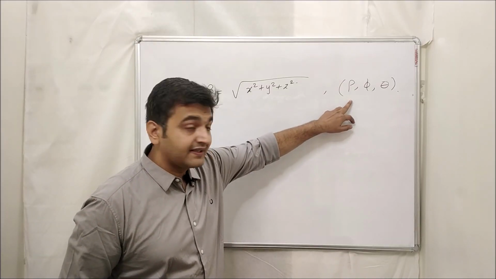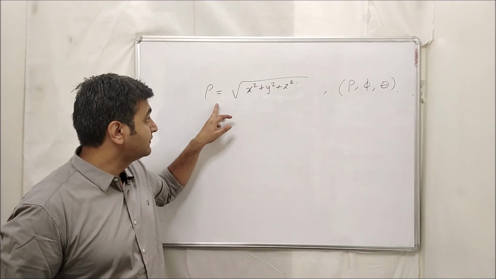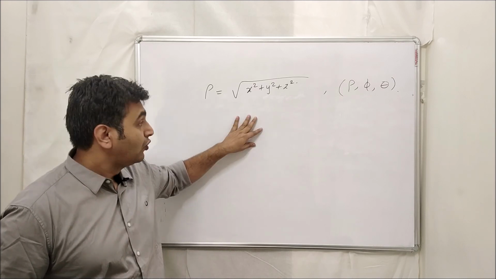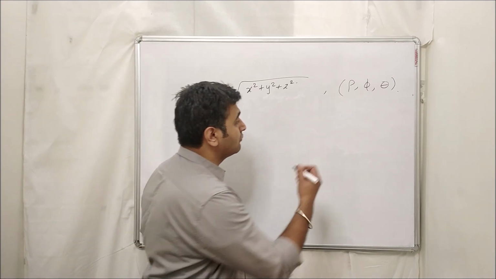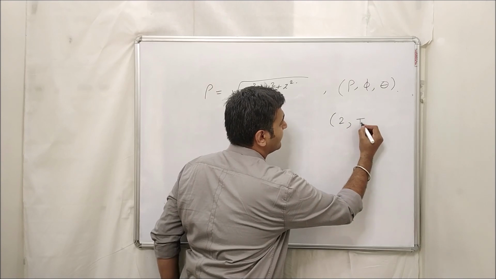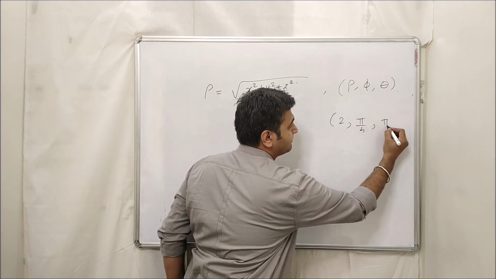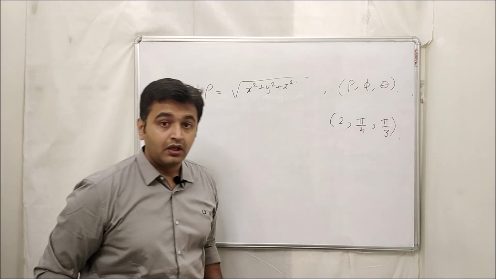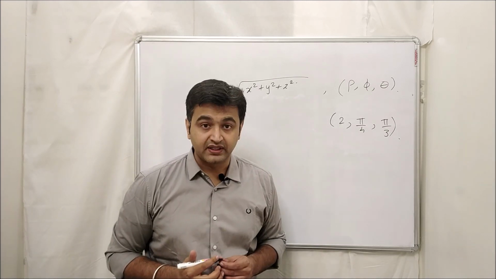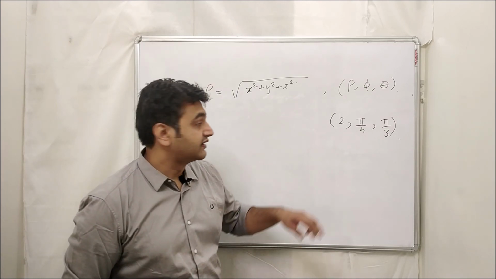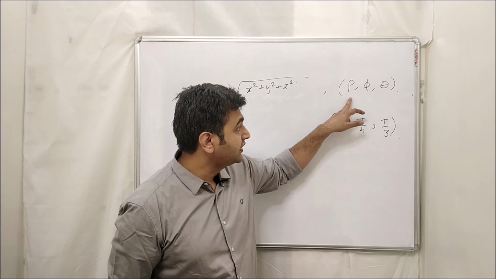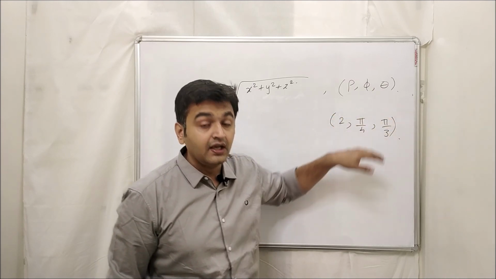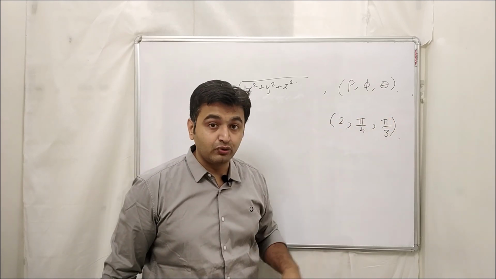So this is a triplet in spherical coordinate system. This is our rho, it is a distance from origin. Now, as soon as I give you rho equal to something, suppose I give you 2 comma pi by 4 comma pi by 3, then the question is how does this point look? I told you at the start that this is the intersection of a sphere, a cone and the angular plane. Let's try to see how those things are coming over here.